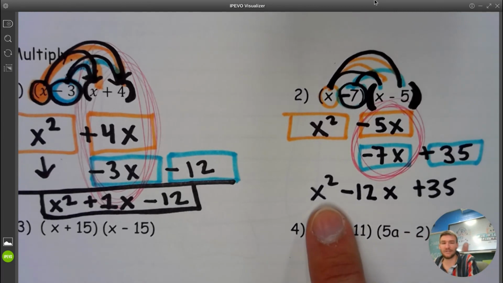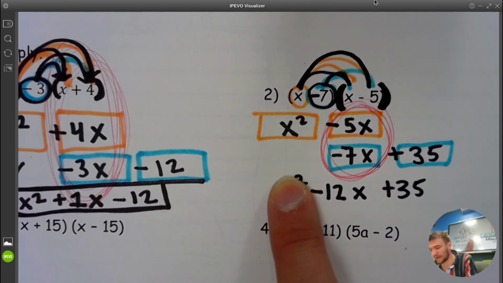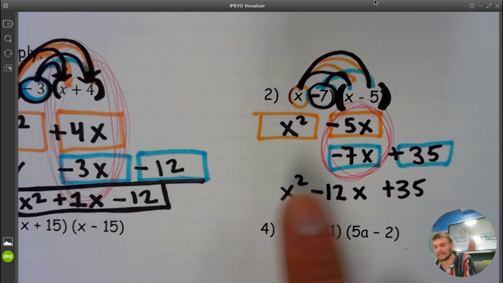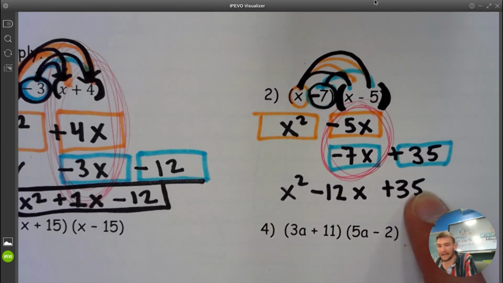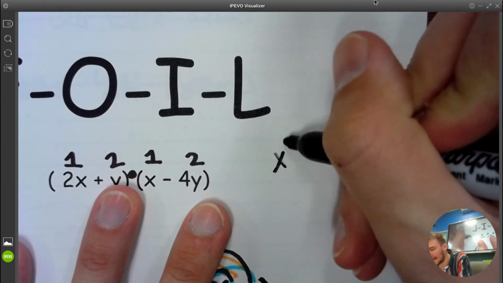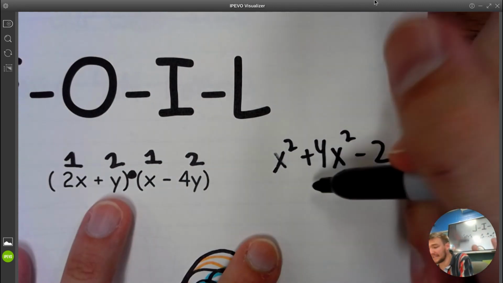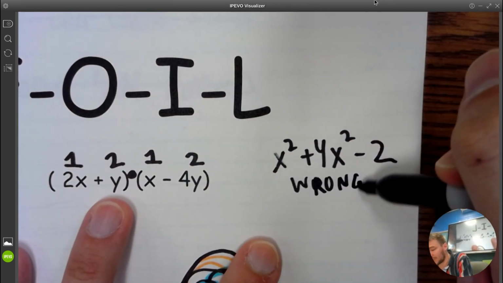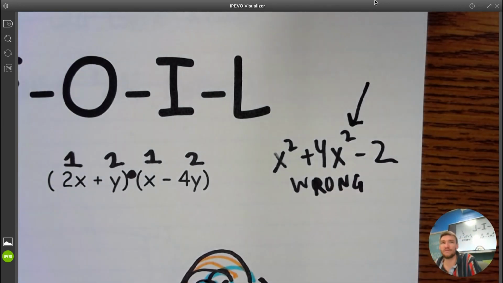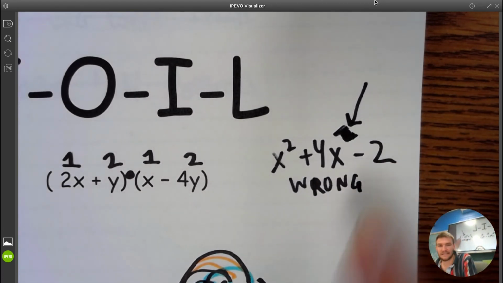Before we do one more question, I just want to point out that when you do FOILing, you should really be looking for x squared, x, no x. It's like a little countdown. 2 x's, 1 x, 0 x's. If you see an answer like x squared plus 4x squared minus 2, this is wrong. For sure. There's no way this answer is correct because you cannot have a squared on the middle term. It will always be x squared, just an x, and then a negative 2.